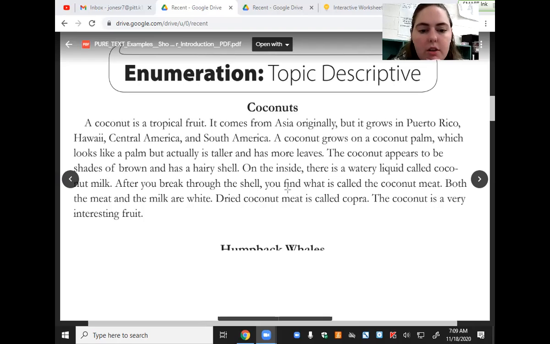After you break through the shell, you find what is called the coconut meat. Both the meat and the milk are white. Dried coconut meat is called copra. The coconut is a very interesting fruit.